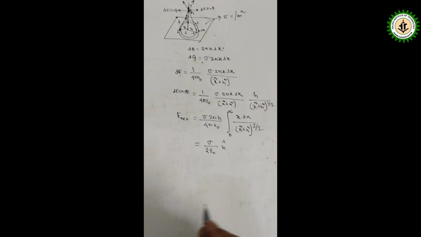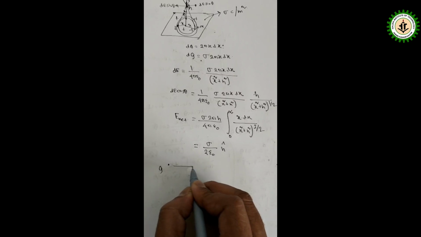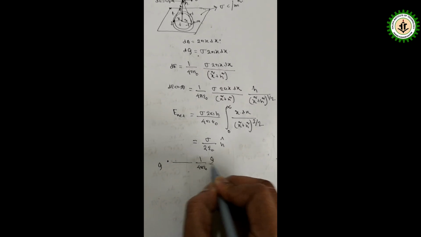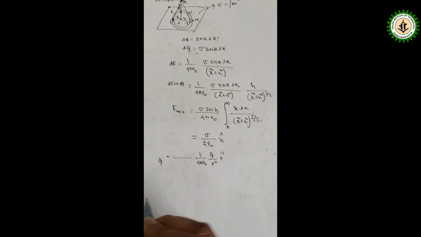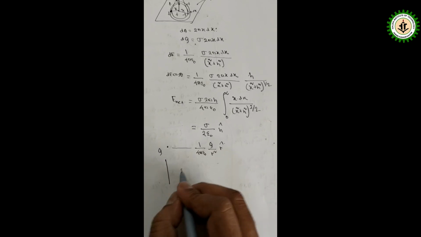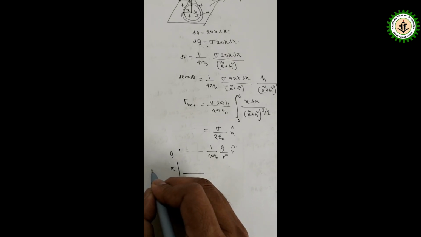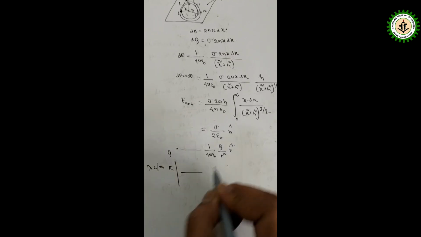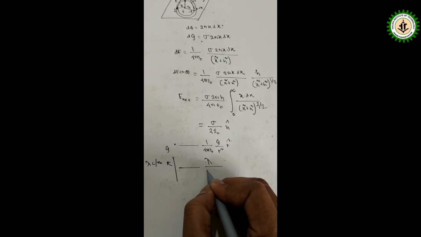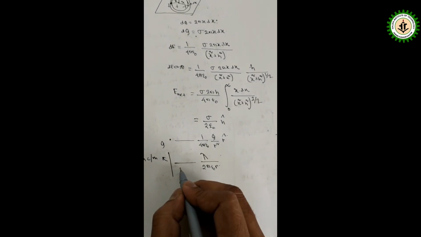Okay, so after all, if you conclude the three results: for a point charge, the electric field at a distance r equals 1 by 4 pi epsilon naught into q by r square along the r direction. And for an infinite wire where the charge is equally distributed, that is lambda coulomb per meter, the electric field will be lambda by 2 pi epsilon naught into r. Okay, this is the electric field at a distance r.